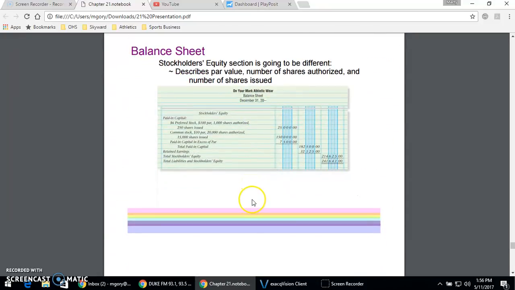And then finally, the balance sheet. We know what the balance sheet is. That is our financial statement that indicates the equity within the accounting equation. So assets equals liabilities plus stockholder equity. This is the stockholder equity section of the balance sheet. It gets broken up in this manner. So now we have our preferred stock section, our common stock section, our paid in excess of par section, and then how that impacts retained earnings, stockholders' equity, and how that adds into liabilities to make sure that it equals the assets.